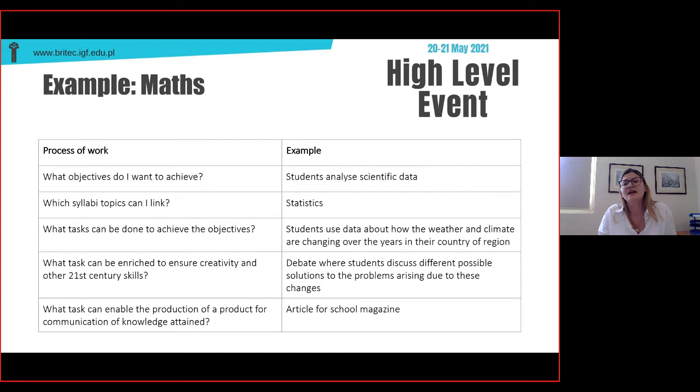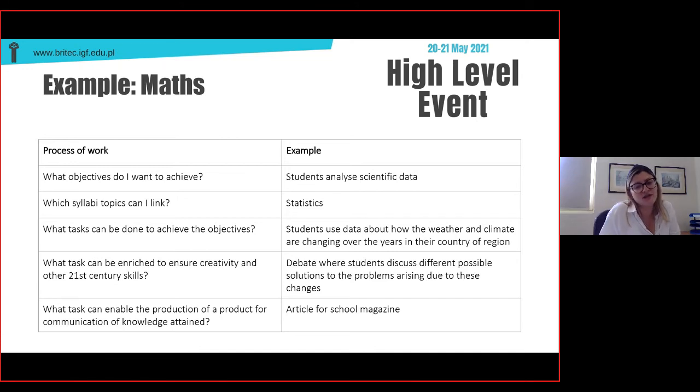The next activity was conducted by a colleague of mine in mathematics, and the colleague just wanted students to analyze scientific data, not contribute to it. She used the topic statistics, and therefore they used data in relation to Maltese weather and climate over the years, and they identified how there were changes in our country. Our country is very small, so you could use this in your region, for example.